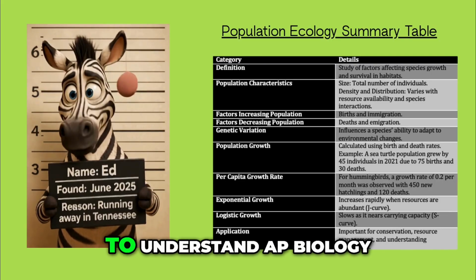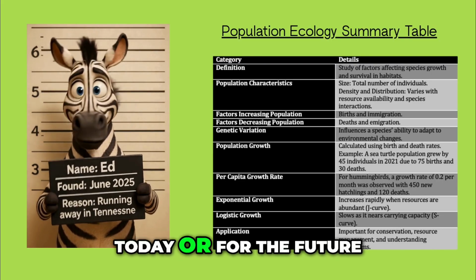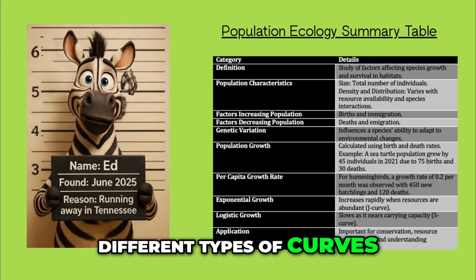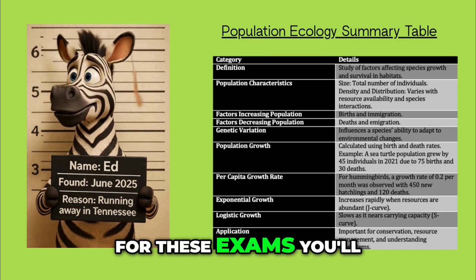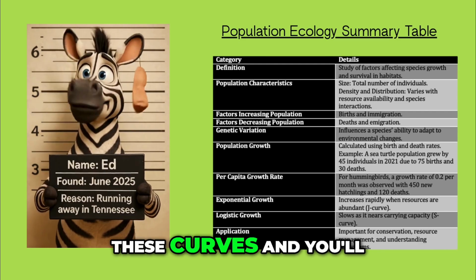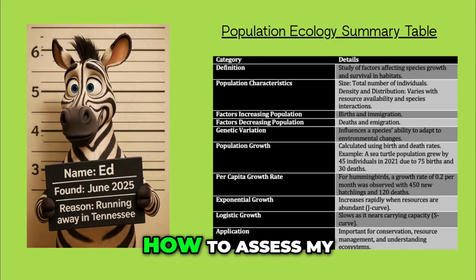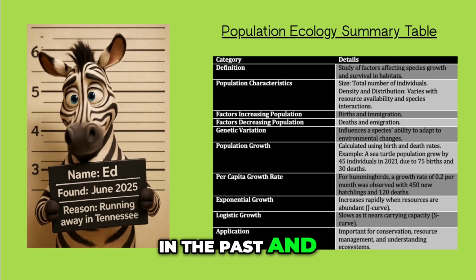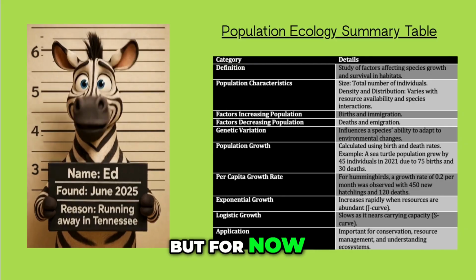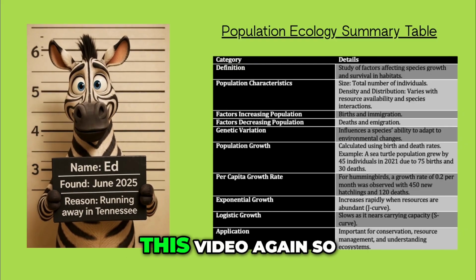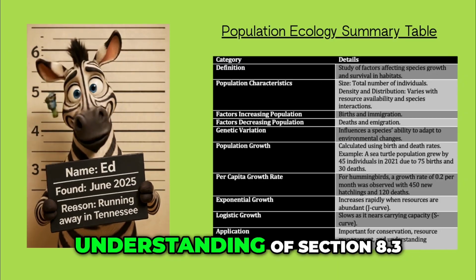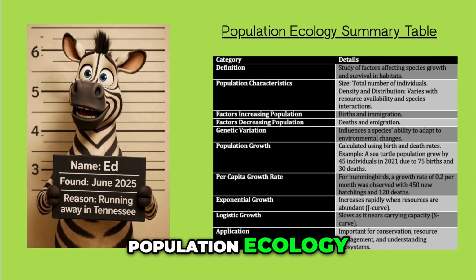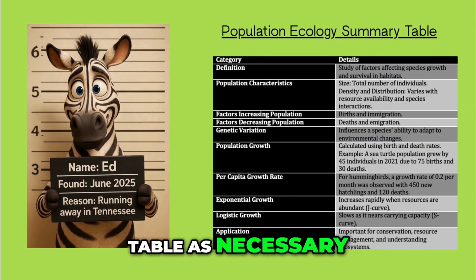Whether you are trying to understand AP biology today or for the future, make sure you understand the differences between the different types of curves. Hint, hint, for these exams, you'll see a couple of these curves and you'll be expected to know how to assess my life in the present, in the past, and in the future. But for now, let's tail end. Make sure to review this video again so you have a better understanding of section 8.3, population ecology, and review the summary table as necessary.